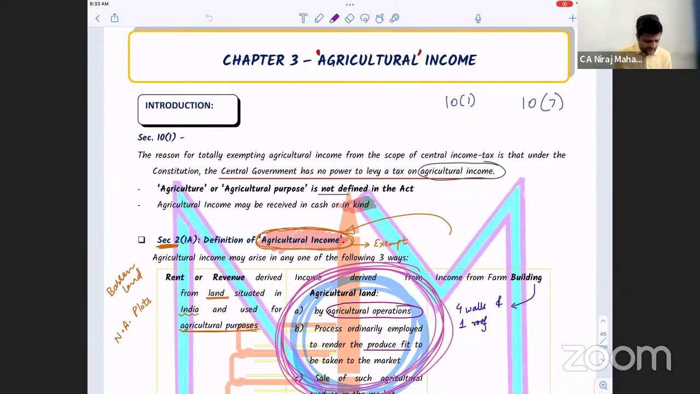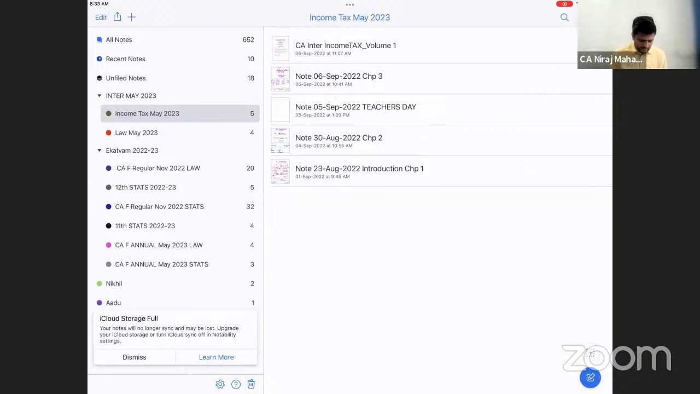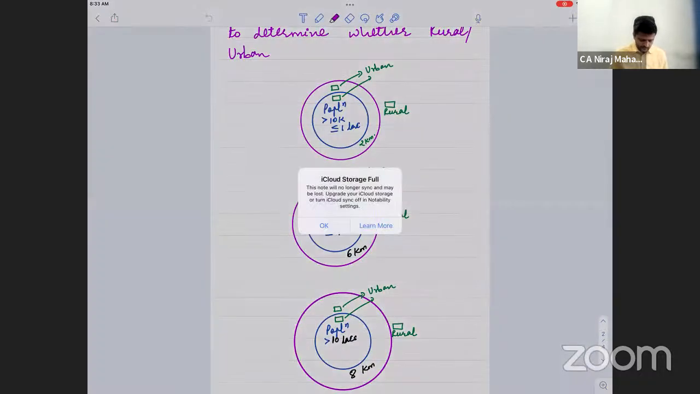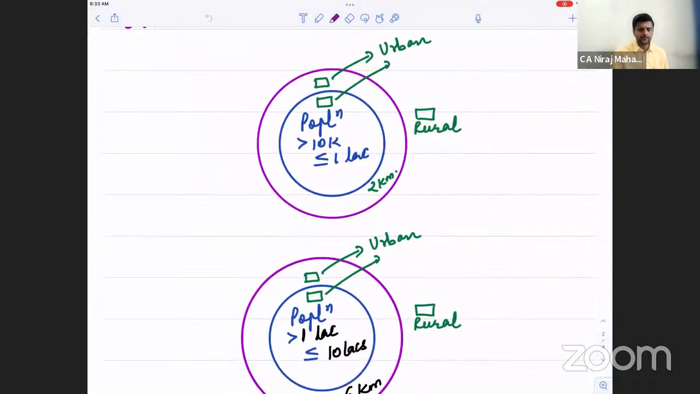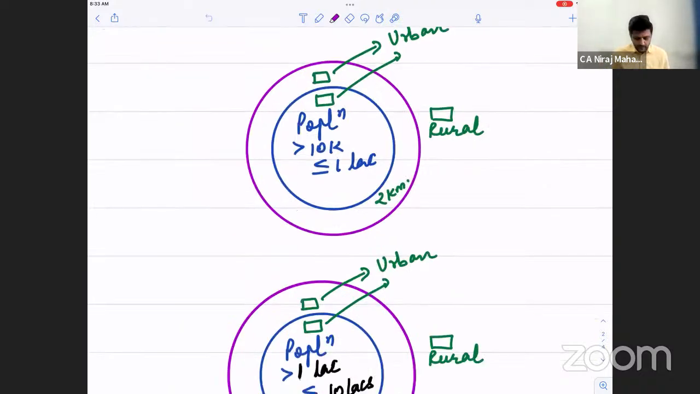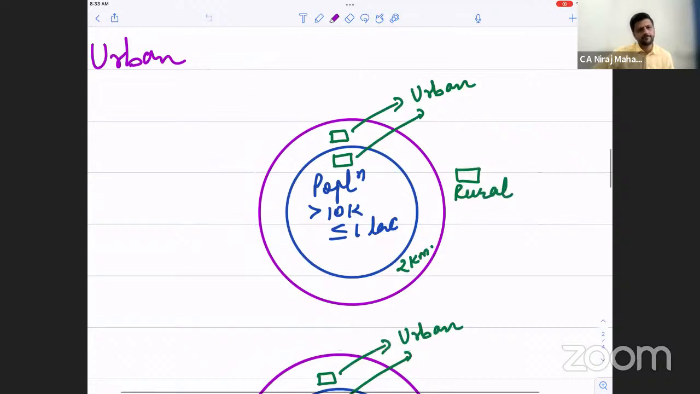Are you getting the point? Yesterday we had seen the diagrams also. We had made the diagrams. Up to 2 kilometers it is urban. After 2 kilometers it is rural. So up to 2 kilometers it is going to be taxable, and after 2 kilometers it is going to be exempt. Clear?